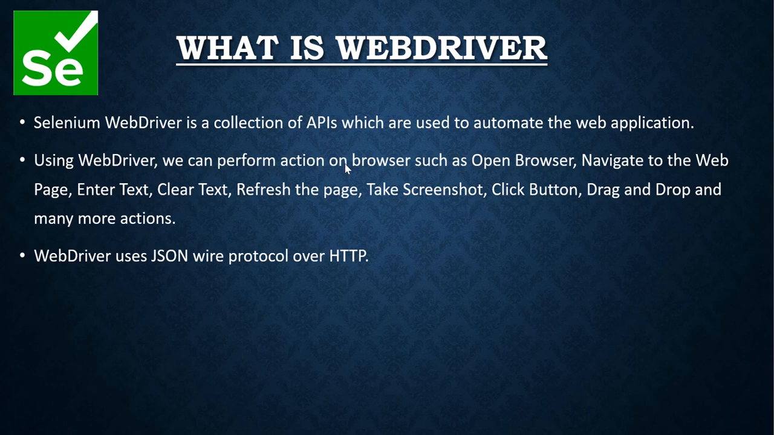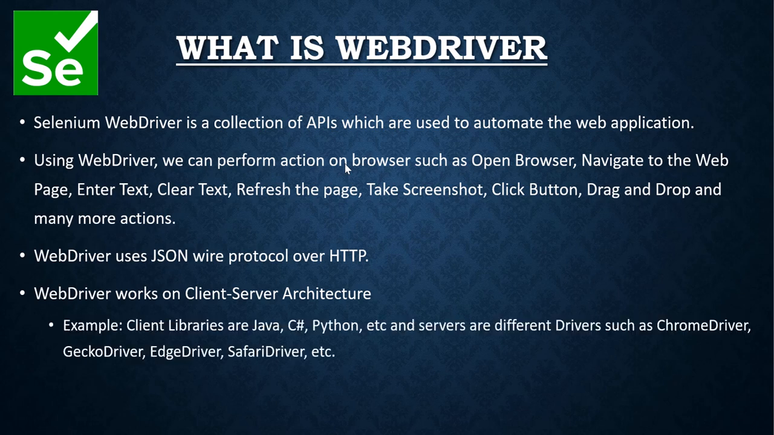WebDriver uses JSON Wire Protocol over HTTP. WebDriver works on client-server architecture. For example, client libraries are Java, C#, Python, etc., and servers are different drivers such as Chrome driver, Gecko driver, Edge driver, Safari driver. So what does it mean?